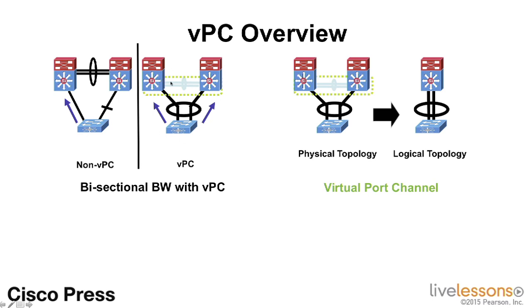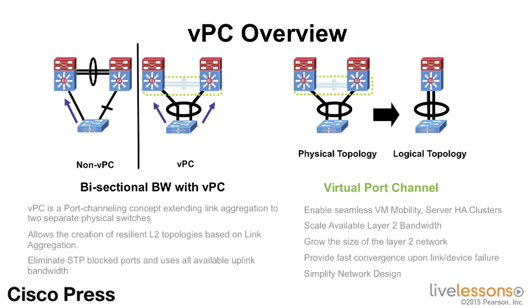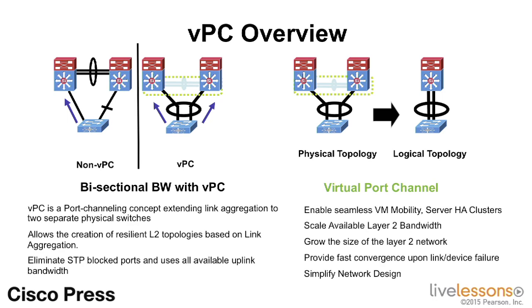So you can see here that the illustration on the left with VPC allows us to continue to have two distinctly disparate upstream switches, but from a downstream topology, logically, it looks as if it's connected to one switch. With VPC, we get a number of benefits. There are no blocked uplinks. We have EtherChannel load balancing to hash. It's a loop-free topology and lower oversubscription.